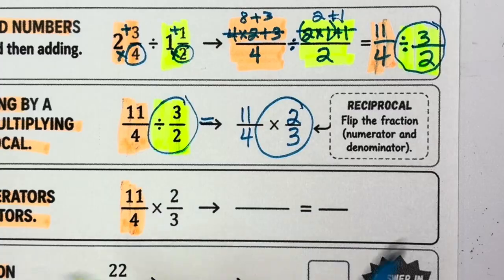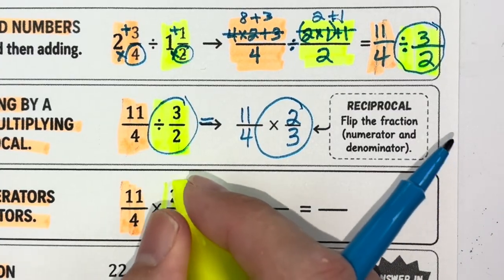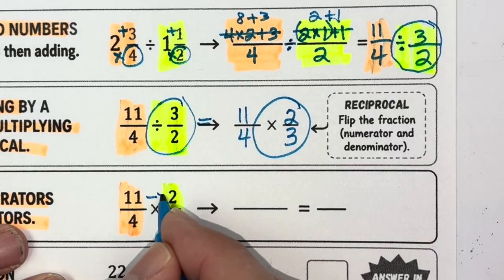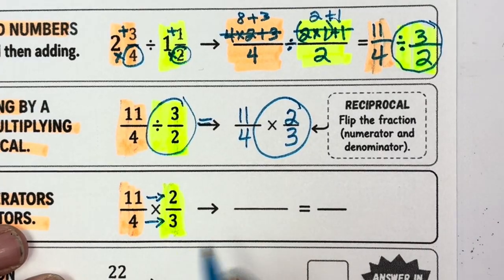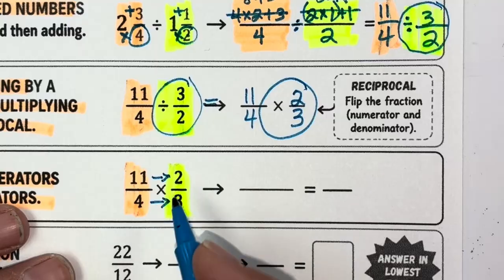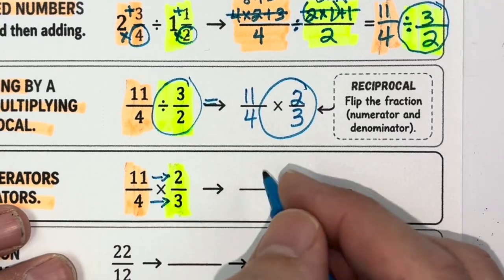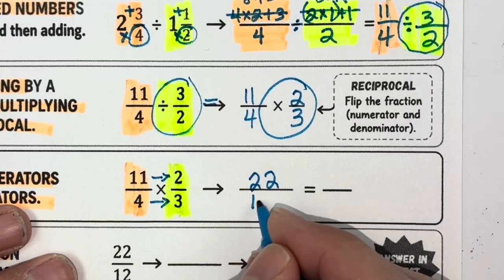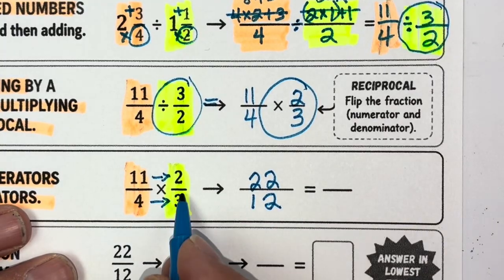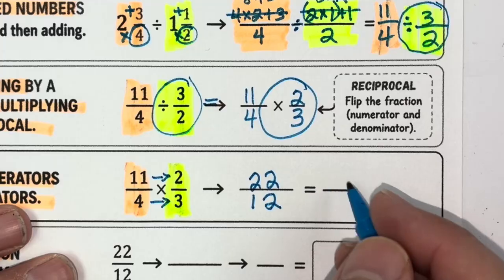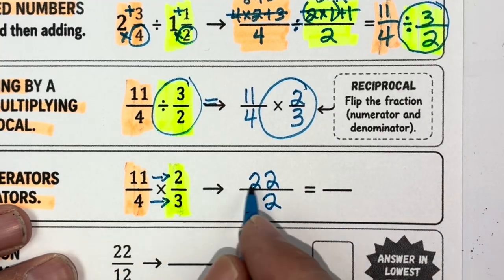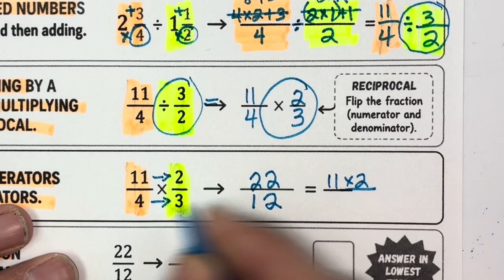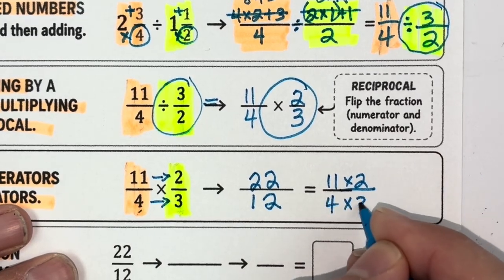So now we are ready to go to step 3. Now we have fraction times fraction. Then we just multiply numerator times numerator, denominator times denominator. So we got 11 times 2, and then 4 times 3. Looks like I was supposed to write the expression out there. So that came from 11 times 2, and then 4 times 3.